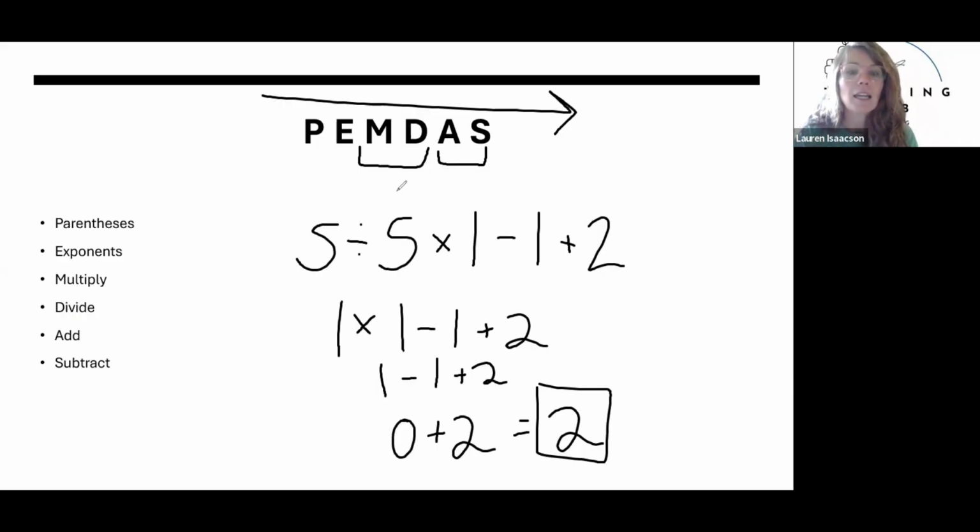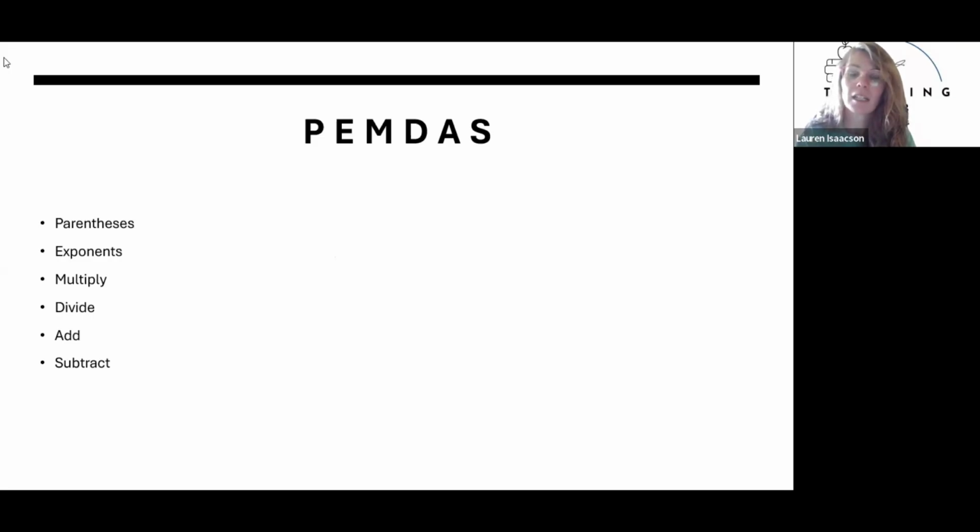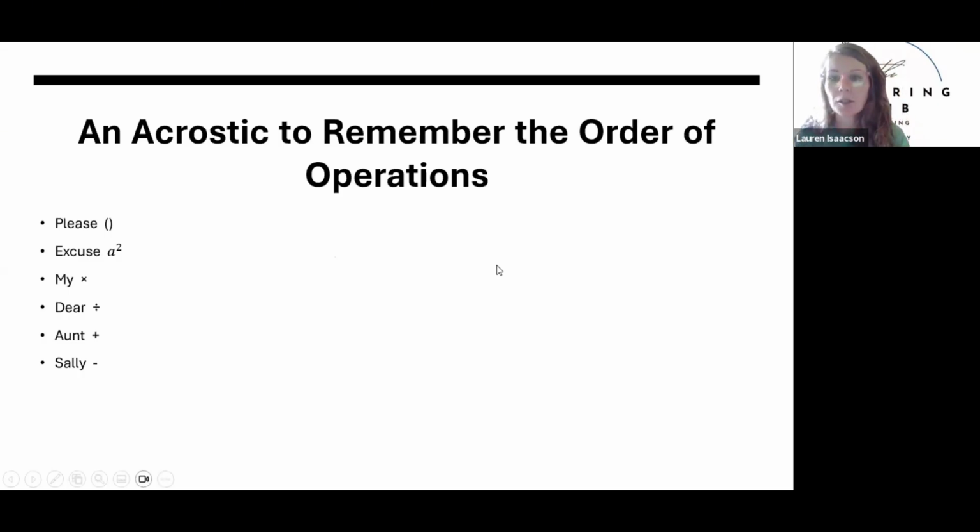Now, if you're like, well, I don't know how to memorize that, I'm so glad you're thinking along those lines. I'm going to give you an acrostic, okay? So, an acrostic to remember the order of operations. Please excuse my dear Aunt Sally. So, please, that's our parentheses. Excuse, that's going to be our exponents. My, multiply. Dear, divide. Aunt, add, and Sally, subtract. Okay? So, please excuse my dear Aunt Sally.